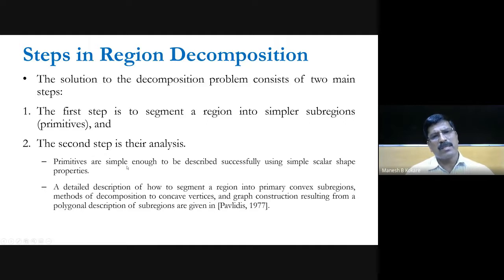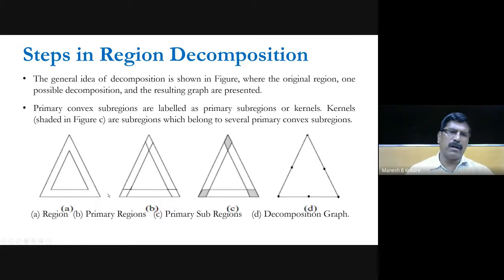So primitives are simple enough to describe successfully using simple scalar shape properties. The detailed description of how to segment a region into primary convex subregions, methods of decomposition to concave vertices, and then graph construction resulting from the polygonal description of the subregions are given basically in the research paper published in 1977 by Pavlidis. Okay, Pavlidis.